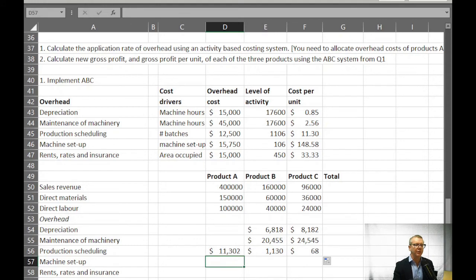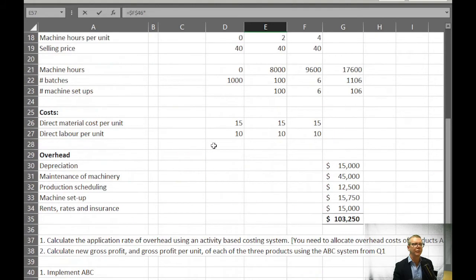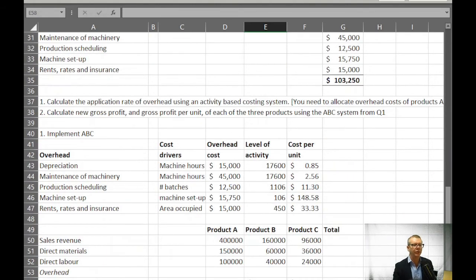The next item that I've got is the machine setup. The machine setups is going to be on the basis of, and again, I won't need this for product A, it's only product B and C that you're using the machines. I'll hard code that in by hitting F4, multiply by number of machine setups. So the machine setups, that was 100 setups for product B, and we remember it's going to be 6 setups for product C. So we'll copy that across.